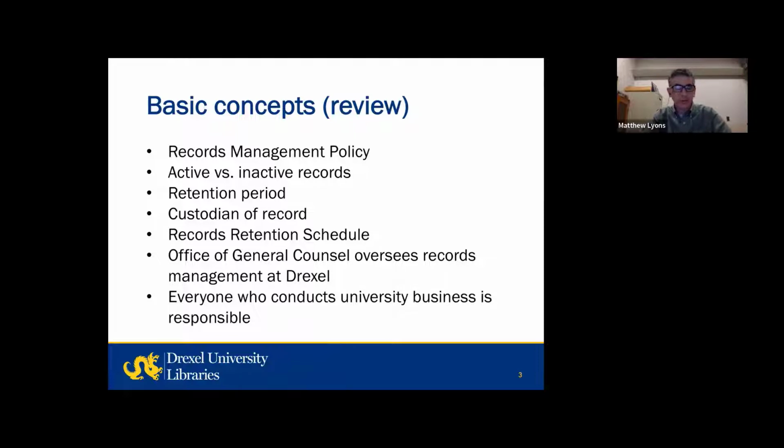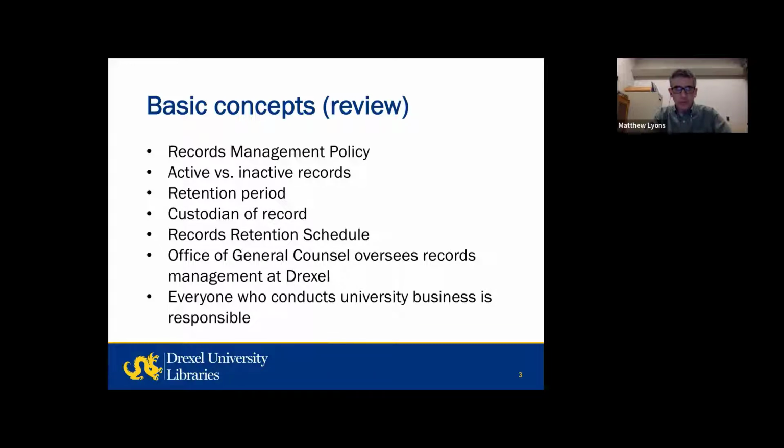Records management policies delineate different kinds of institutional records. For example, active records are those that are being used in the ordinary course of business, which might last for a day or it might last for decades, while inactive records are no longer in regular use, but need to be retained for a specific period of time, which is called the retention period, usually some number of years. For each inactive record, there's supposed to be one department or office, and only one, that holds onto the record for its retention period. And that office is called the custodian of record.